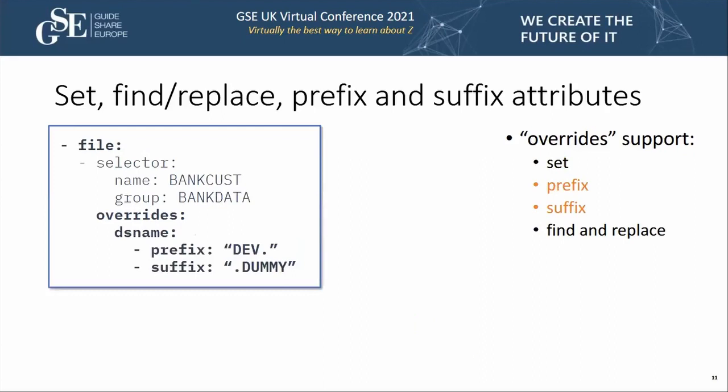So moving on from that, we also support a prefix and a suffix option. Now this is pretty handy. This says things like, if we've got a file here and we want to override the DS name attribute, so the dataset name.